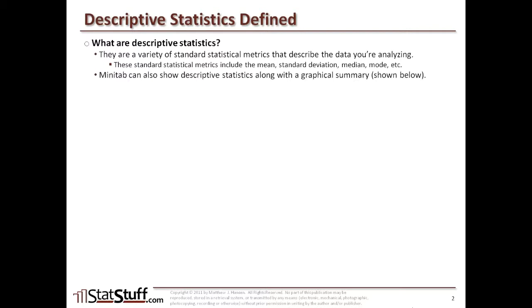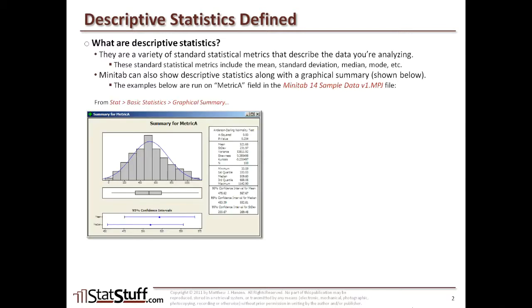Now, Minitab can also show you some more detailed descriptive statistics along with a graphical summary. The graphical summary I'm about to show you is the example that's used in other examples, based off of a data file that's available on our website, and it's based off of metric A as part of that data file. So if you go to Stat, Basic Statistics, and Graphical Summary, this is the kind of output that you would get when you are doing it on, in this example, metric A. It gives you the distribution plus a box plot plus the confidence intervals, and it gives you some extra details off to the right hand side.